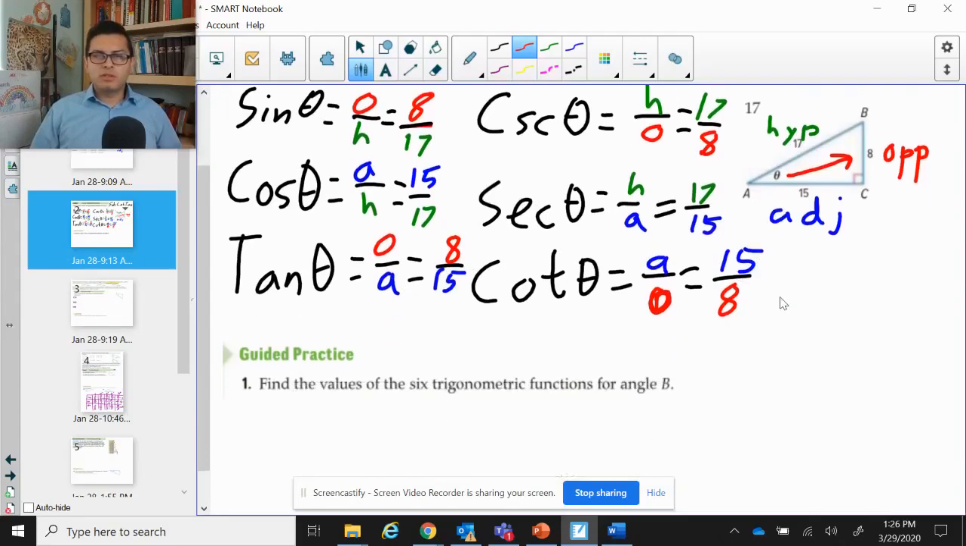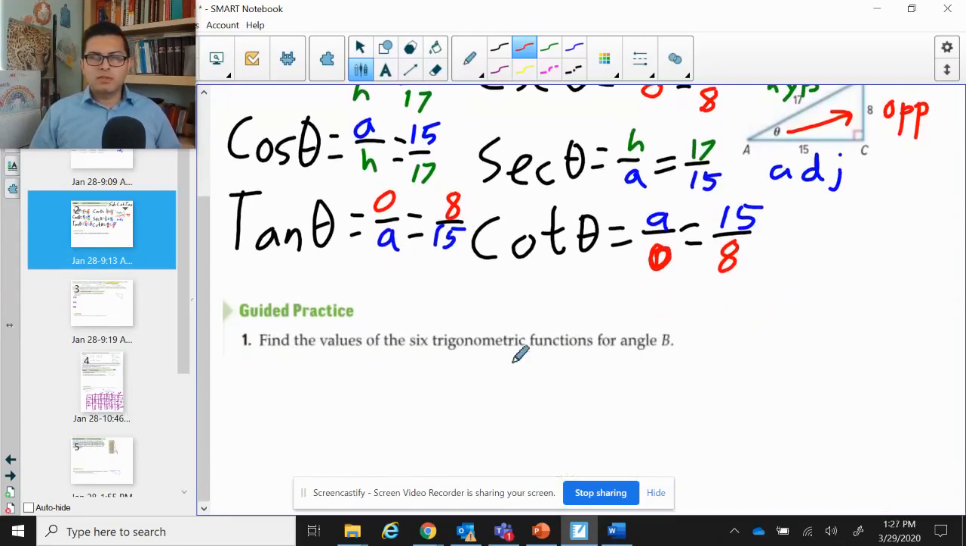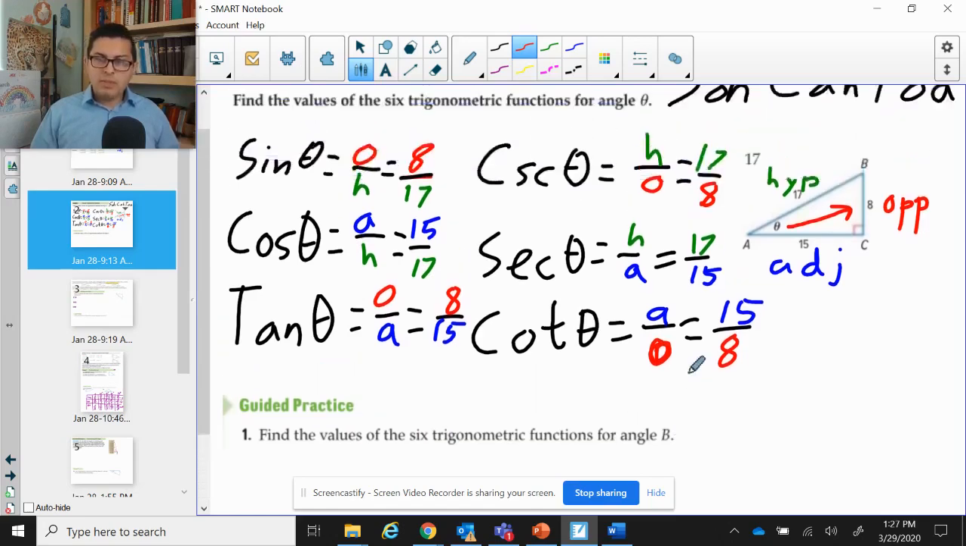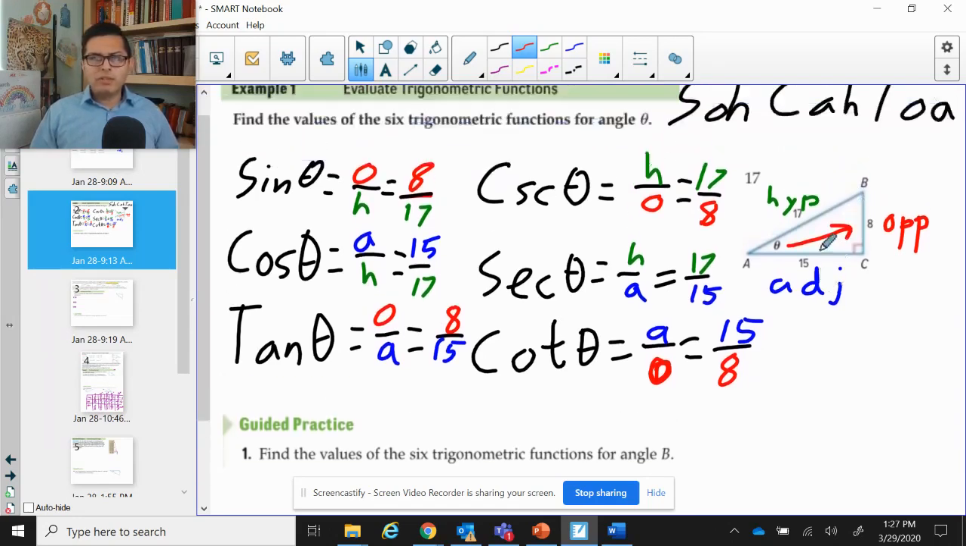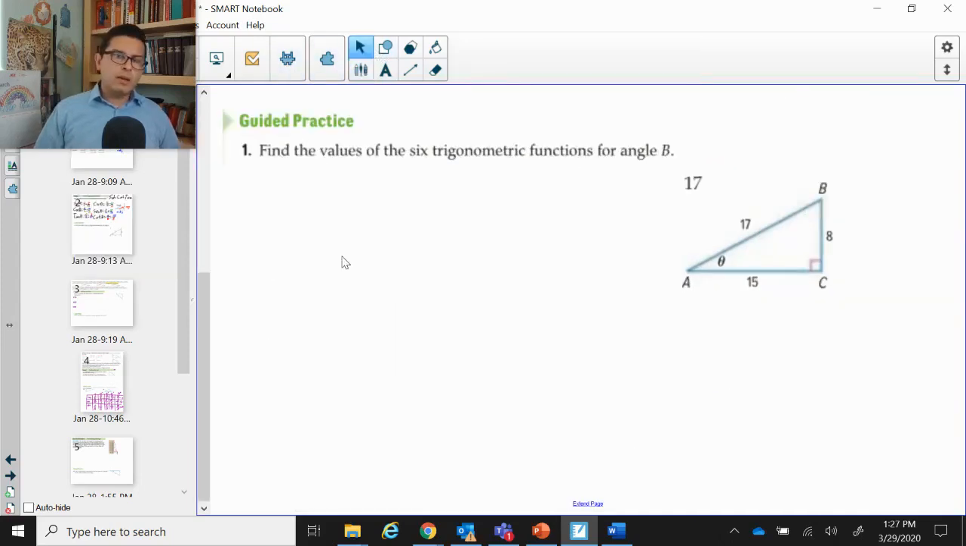Let's move on to the guided practice. So now it says find the values of the 6 trigonometric functions for angle B. Angle B is the other angle here. So how does that change our triangle? I'm not going to do this for you, but I have copied the exact same triangle that we had from the previous question down to here. Now, it's saying find the values of the 6 trigonometric functions for angle B.